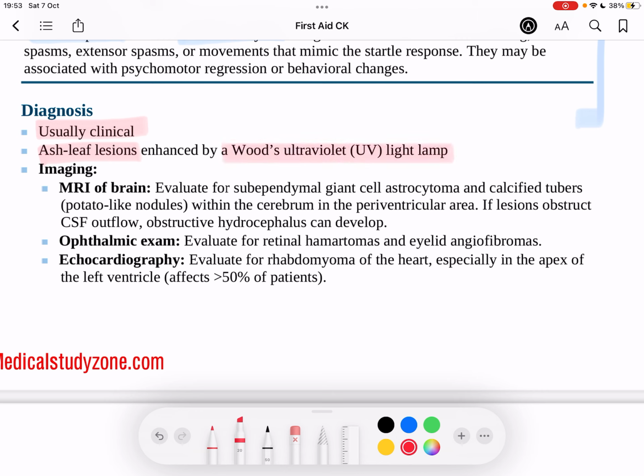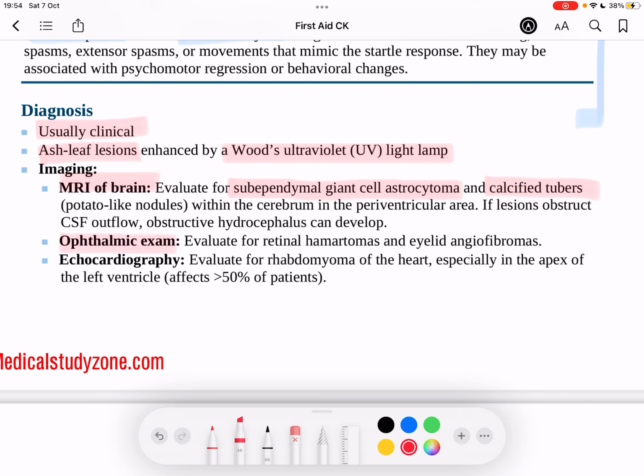In terms of imaging, I should be doing an MRI of the brain whenever I suspect TS. This is to look out for these subependymal giant cell astrocytomas, the subependymal nodules, and as I mentioned, the cortical tubers, which are usually seen in the periventricular or cerebrum areas. If the lesions obstruct CSF outflow, obstructive hydrocephalus can develop, of course, because they are seen in the ventricle areas.